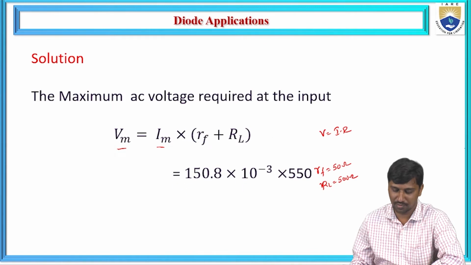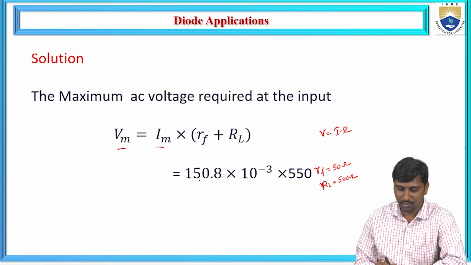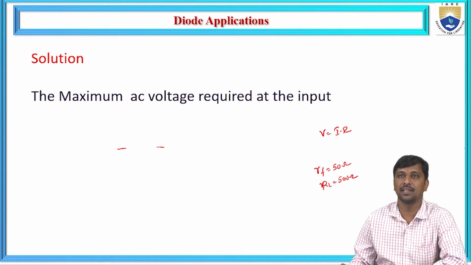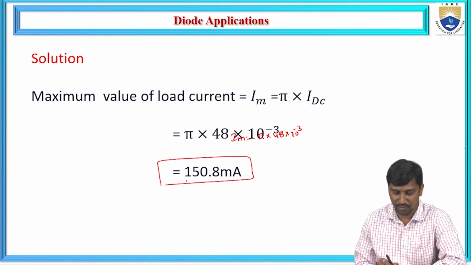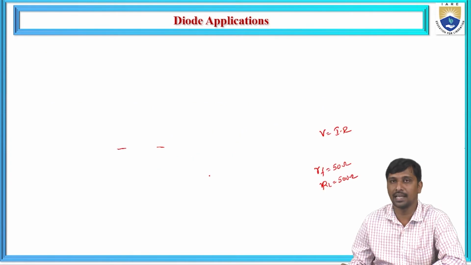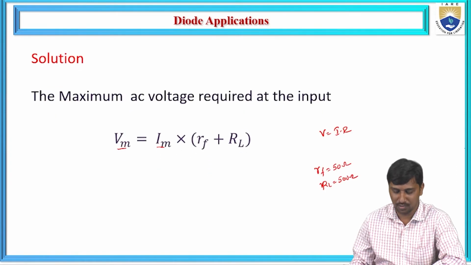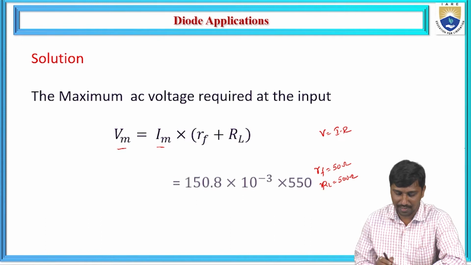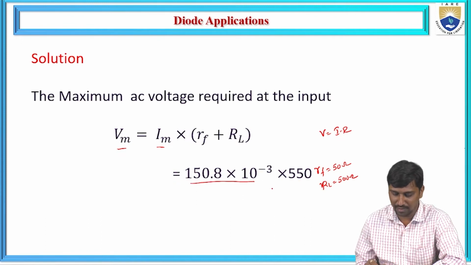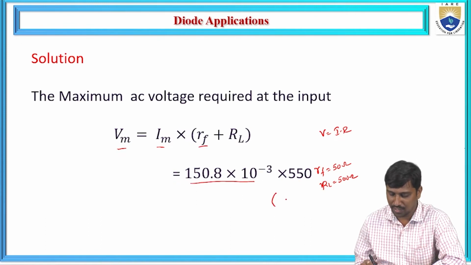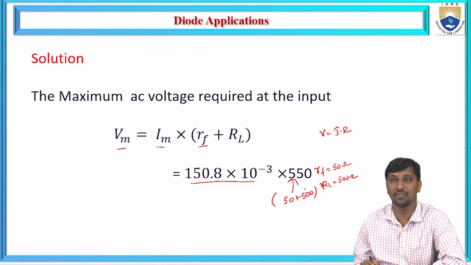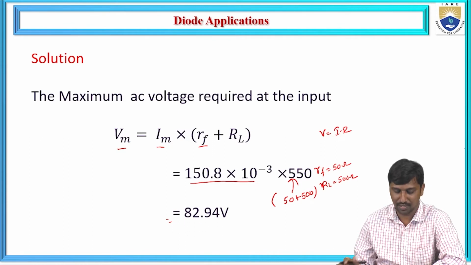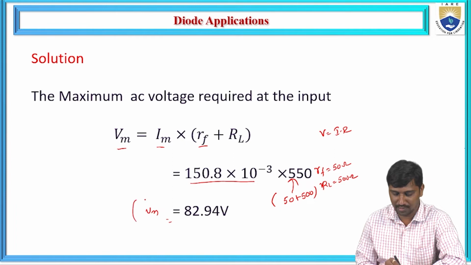So you substitute this. Just now we observed this Im value, that is 150.8 milliamperes. Hence you substitute the Im value, 150.8 milliamperes, along with the diode forward resistance, 50, plus RL, 500, hence it becomes 550. Then to simplify this, it gives the maximum Vm voltage as 82.94 volts.